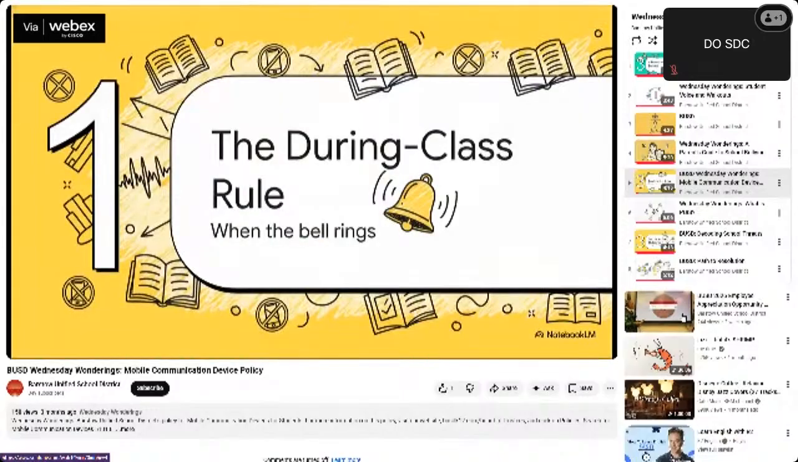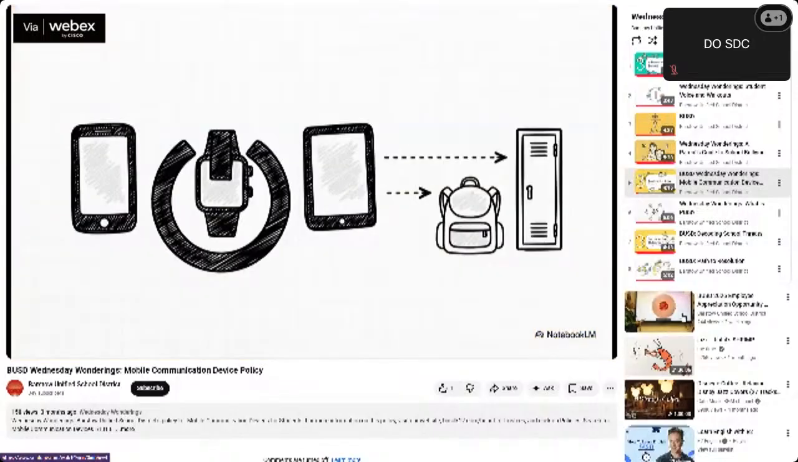All right, let's dive into the most important part, the one everyone really wants to know about. What happens during class time? This is really the core of the whole policy. Okay, so the rule itself is super simple and direct. When you're in class, your device has to be turned completely off. And I mean off, not just on silent or vibrate. Then it has to be put away, out of sight. And this doesn't just mean your phone. We're talking smartwatches, tablets, basically any mobile device you've got.